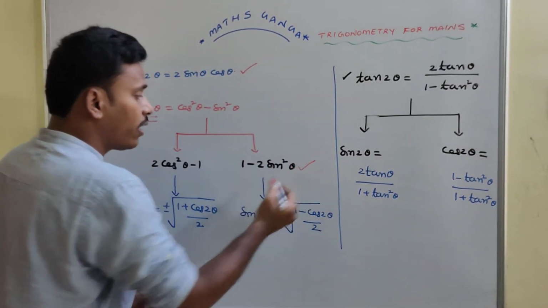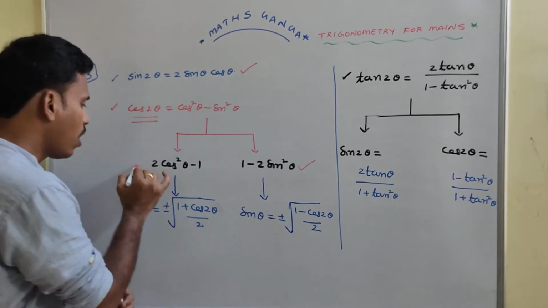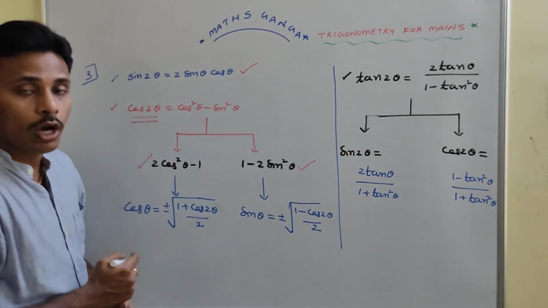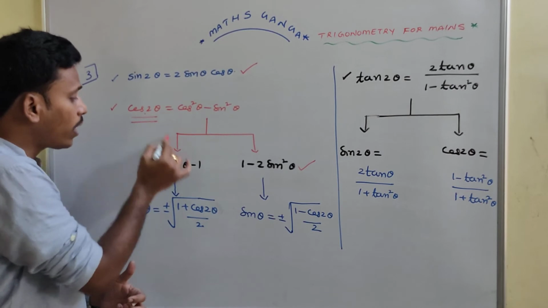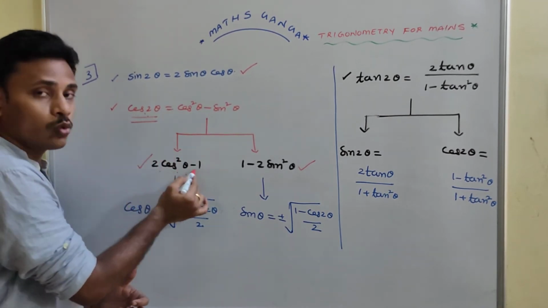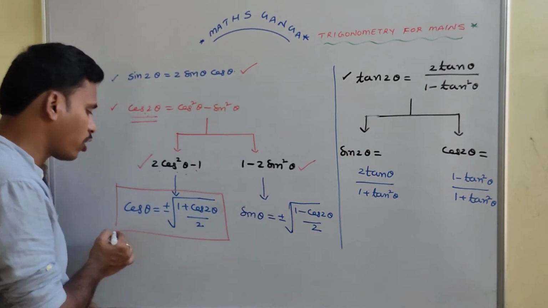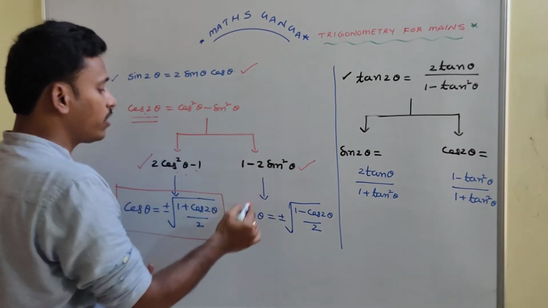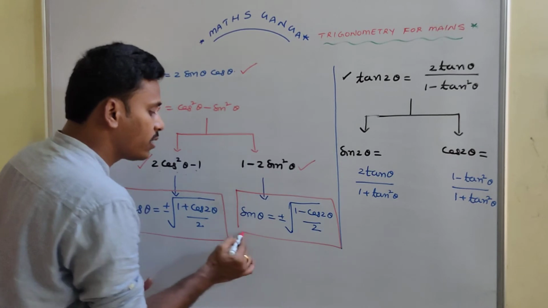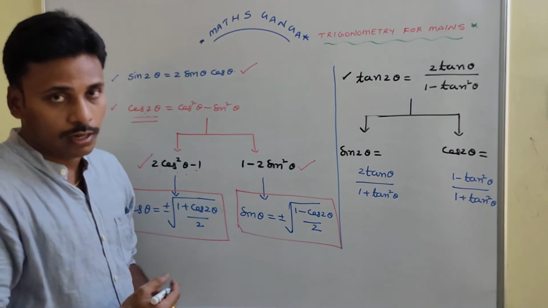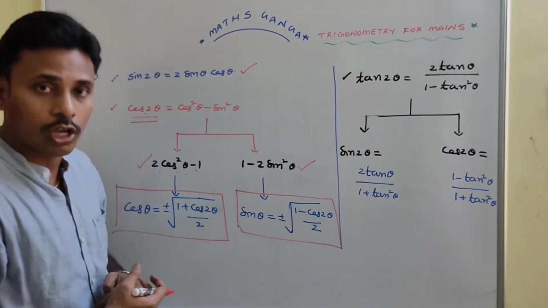One in terms of sin theta, 1 minus 2 sin square theta. One in terms of cos theta, 2 cos square theta minus 1. If you equalize these two, cos 2 theta is equal to 2 cos square theta minus 1, then you will get cos theta in terms of cos 2 theta. And if you equalize the other two, you will get sin theta in terms of cos 2 theta. So this is the analysis related to cos 2 theta.